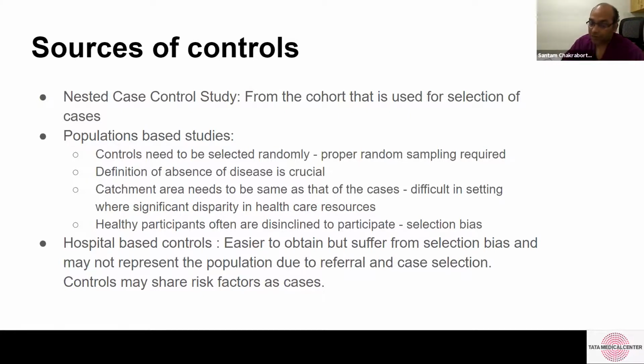One thing important to remember is that hospital-based controls are easier to obtain, but suffer from selection bias and may not represent a population due to referral and case selection. Controls may also share the risk factor as cases, as I had just explained about patients with COPD and lung cancer.